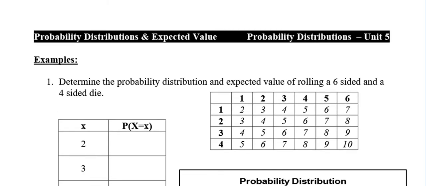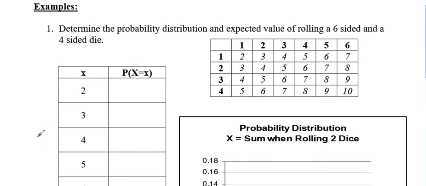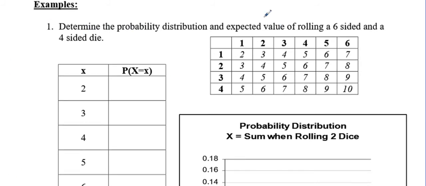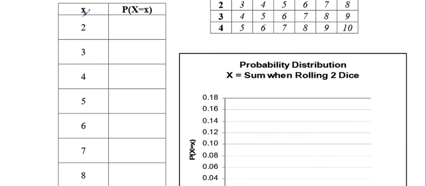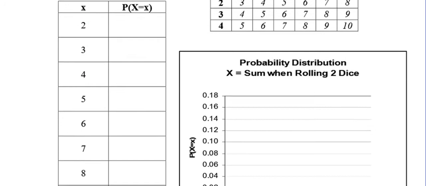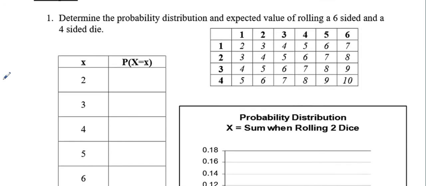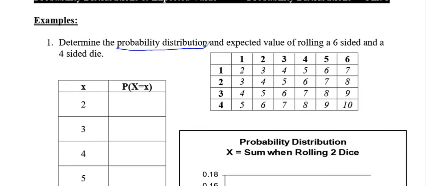We're going to do a couple of examples, and these examples you have seen before in your Unit 2. Determine the probability distribution and expected value of rolling a 6-sided and a 4-sided die. If we roll a 6-sided and a 4-sided die, that means we can roll anything from 2 up to 10. So in our table, our possible outcomes are everything from 2 up to 10. Because we're making a probability distribution, we need all outcomes.